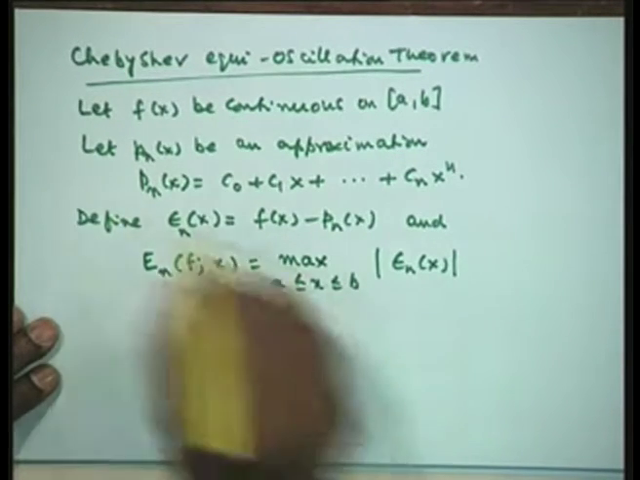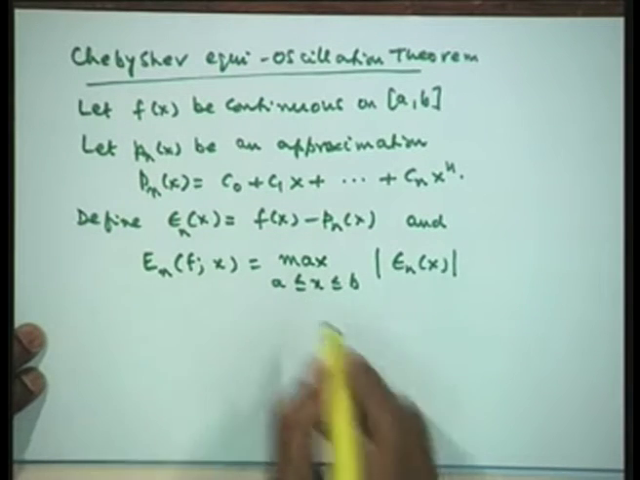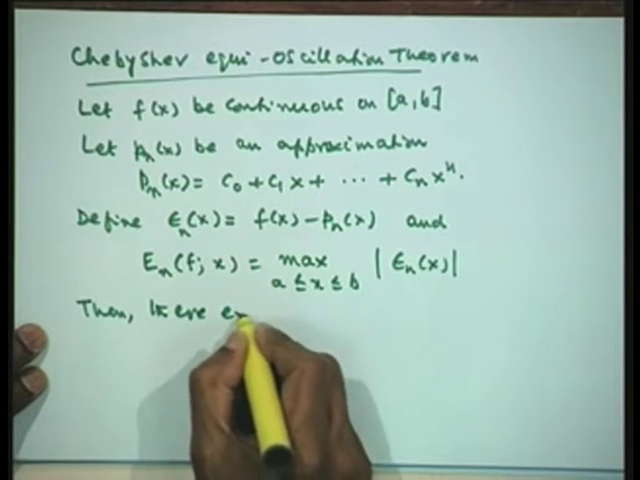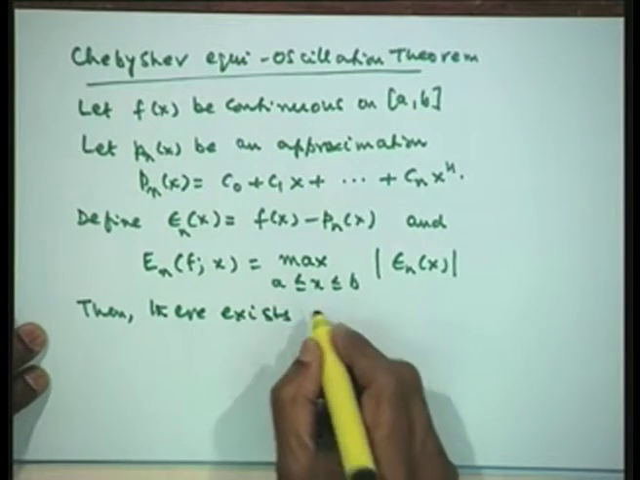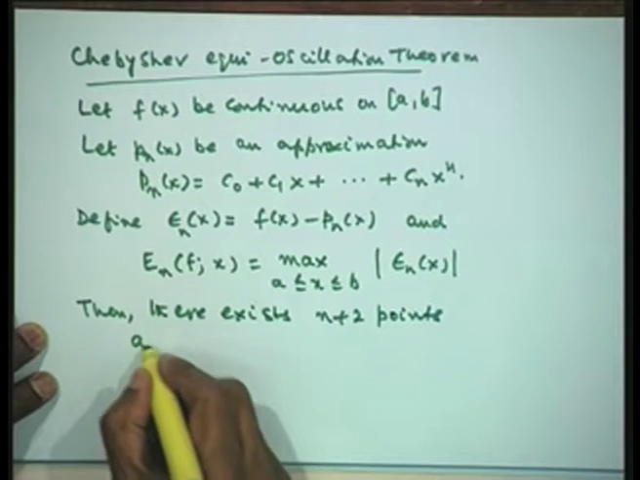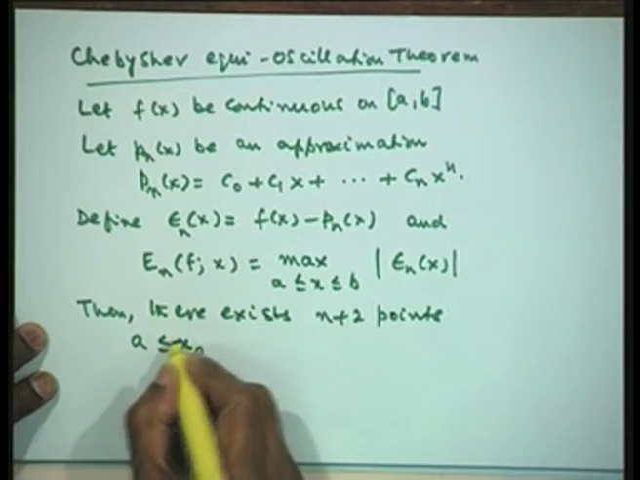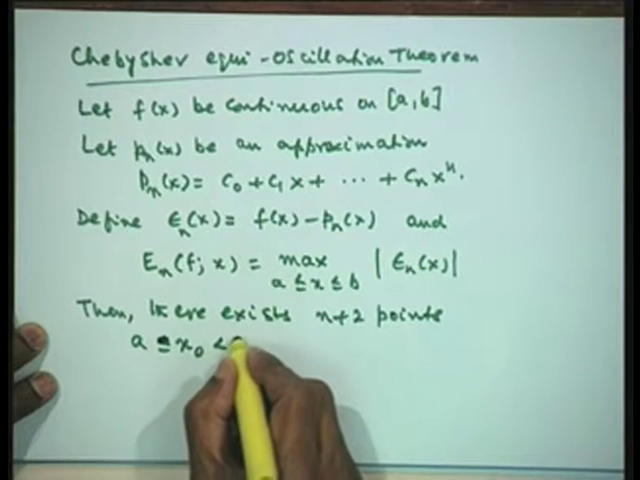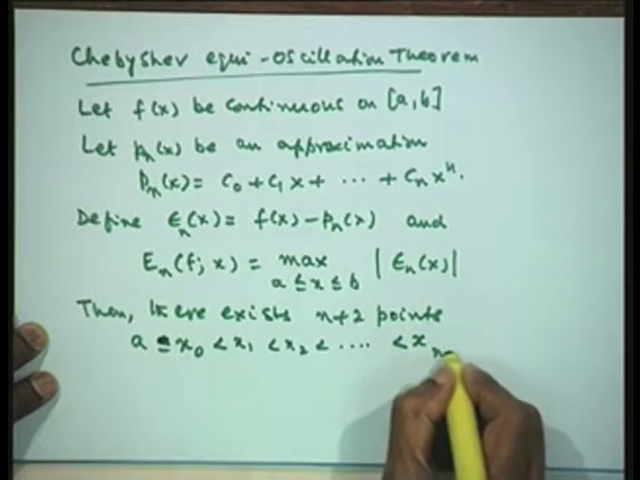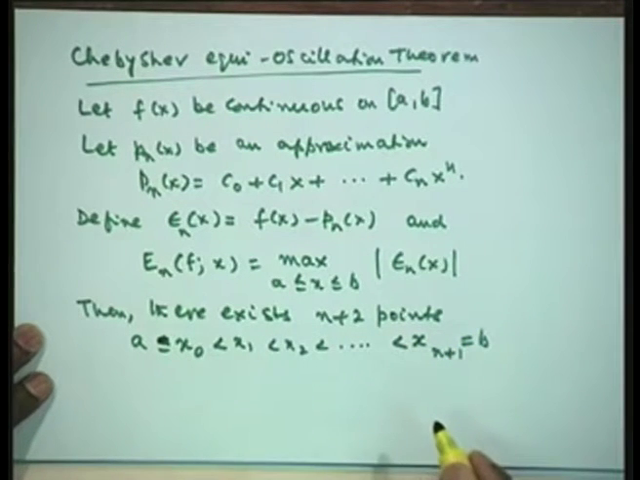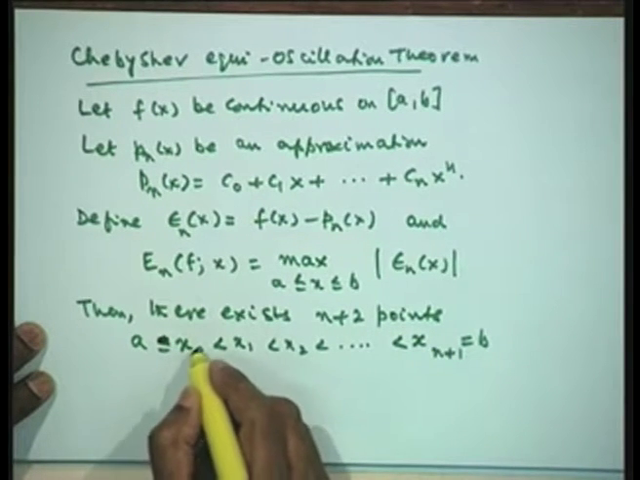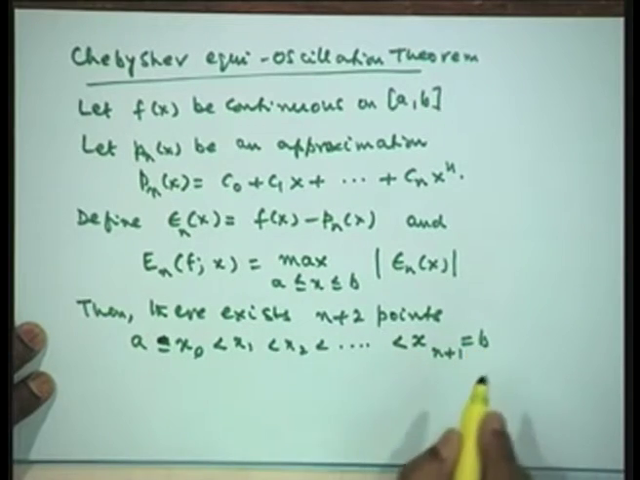These are all the definitions that we have used earlier. Now, we state the equi-oscillation theorem out of this. We will say then there exists n plus 2 points. We will take a is equal to x naught less than x 1 less than x 2 up to x n plus 1 is equal to b. We are considering x naught to x n plus 1, n plus 2 points, the first point is a, the last point is equal to b.